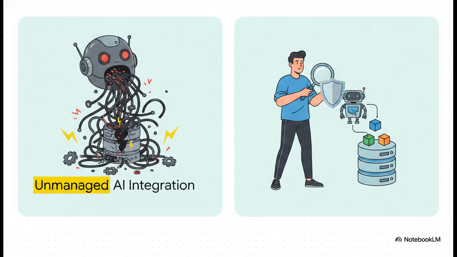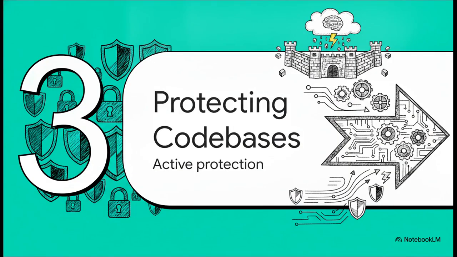But veteran developers, they operate entirely differently. They manage AI agents as controlled, subordinate tools. They basically force AI-generated code through rigorous, established workflows. Think peer code review, isolated unit testing, strict architectural planning. All of that happens before a single line is ever merged. Which brings us to our final section. Section 3, protecting your codebase.